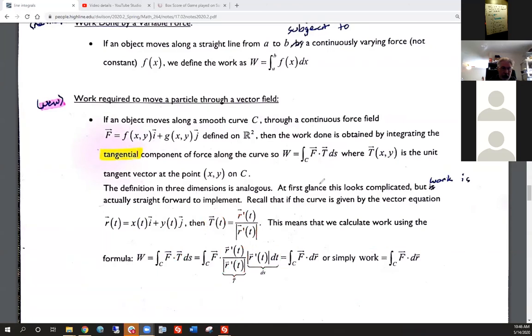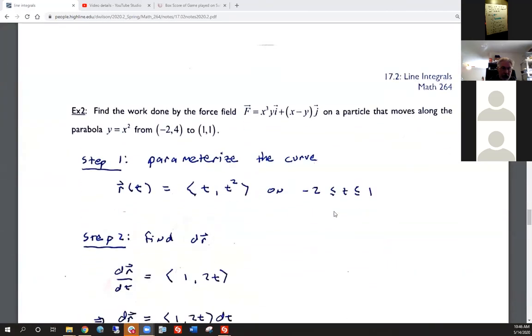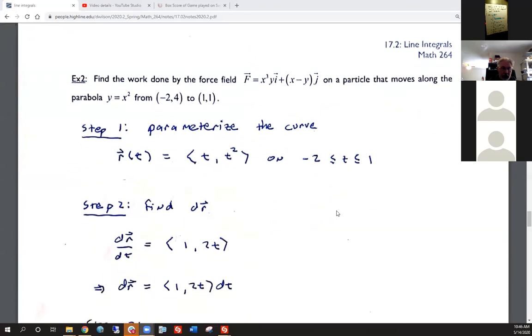Very good. All right. Let's see if we can get one more example here. Maybe just looking at the time, let's look at my worked through version. We want to find the work done by the force field F equals x cubed y i plus (x minus y) j, on a particle that moves along the parabola y equals x squared from (-2, 4) to (1, 1). So our first step is to parameterize the curve.